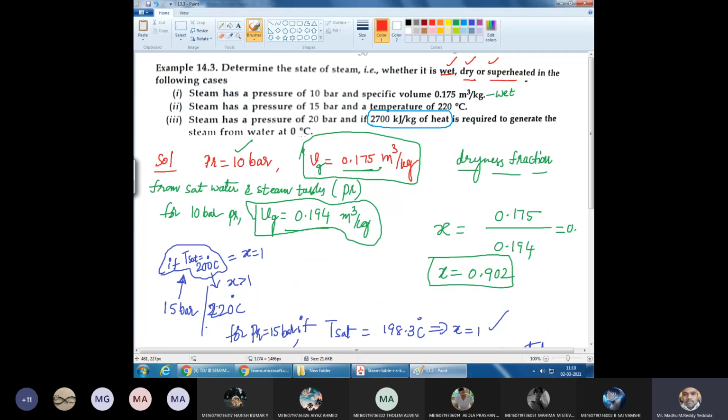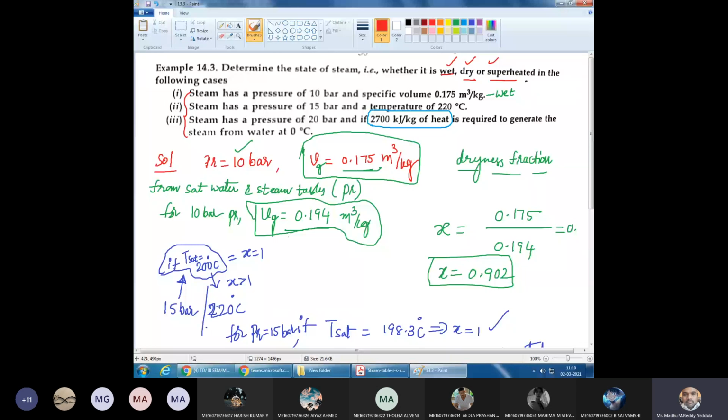In order to solve every problem, you should know this concept. From this problem, we can say which table we need to refer. That is the first condition. Which table we need to refer and which values we need to note down, right? So corresponding to saturation pressure, saturation temperature, all the values, that may be enthalpy or entropy or specific volume, they are corresponding to dryness fraction 1.